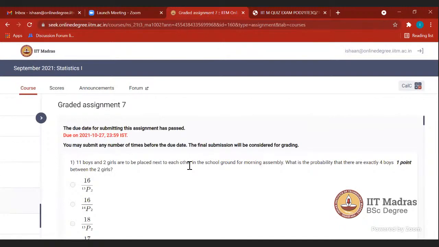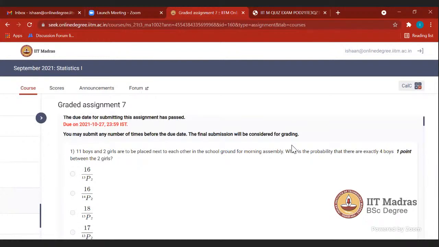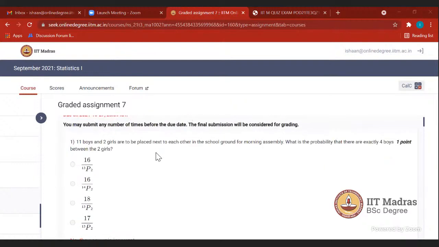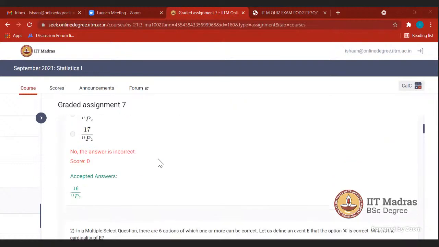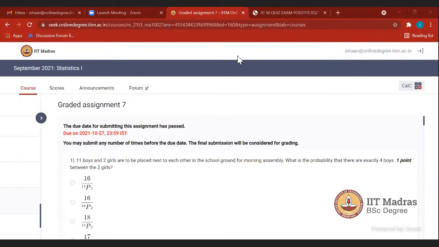Due date has passed. Okay. What is the priority? There are exactly 11 parts to be placed. 13P2. Okay. You also have the same values, 11 boys, 2 girls. Yes, sir, but the probability term is not matching actually. It's mentioned for everyone. Not possible. It's not mentioned for you.